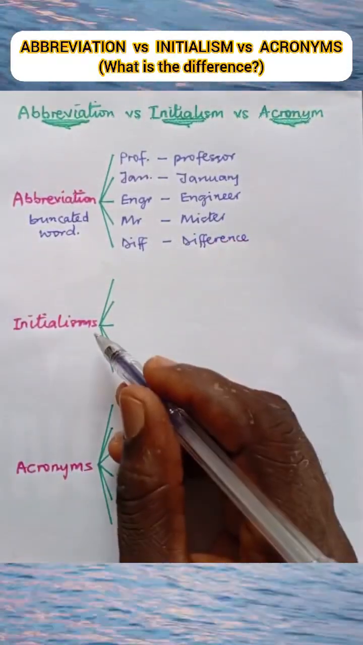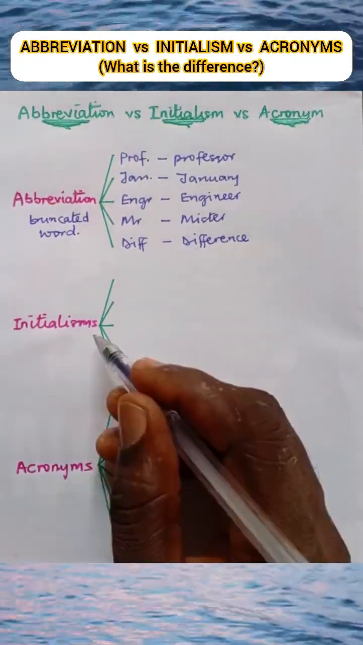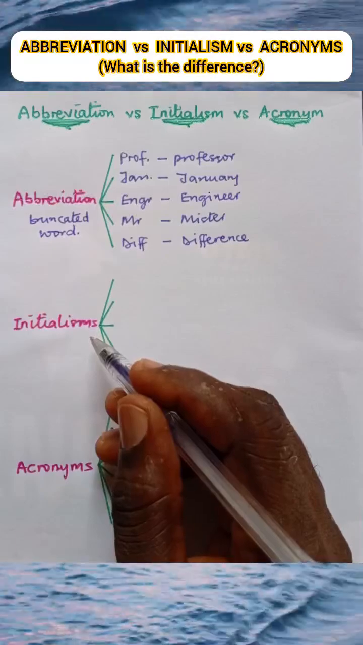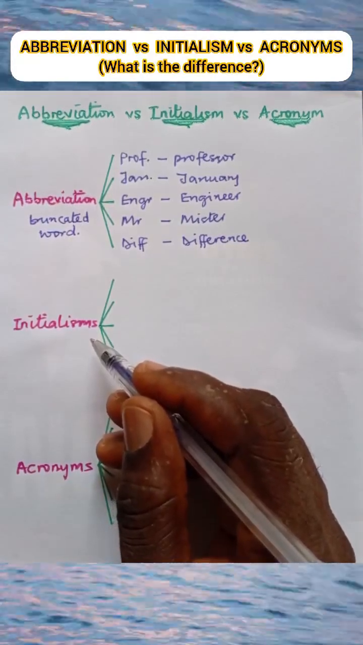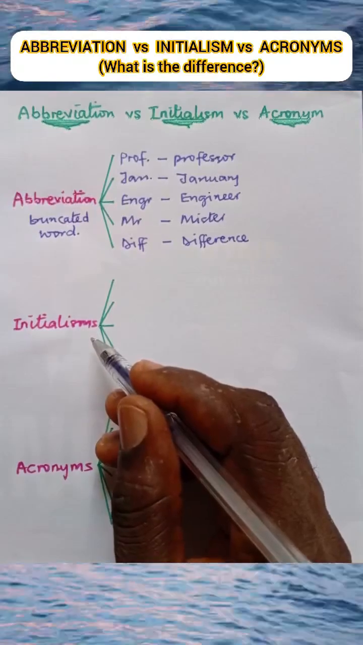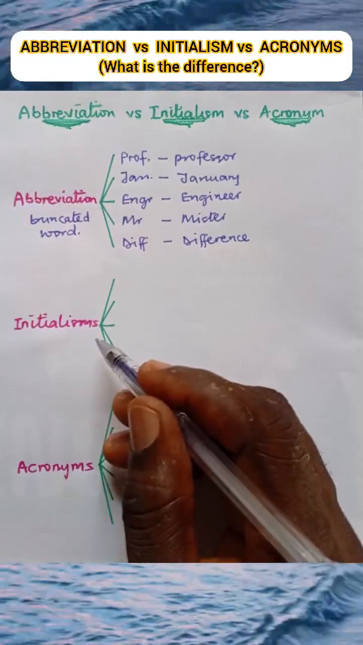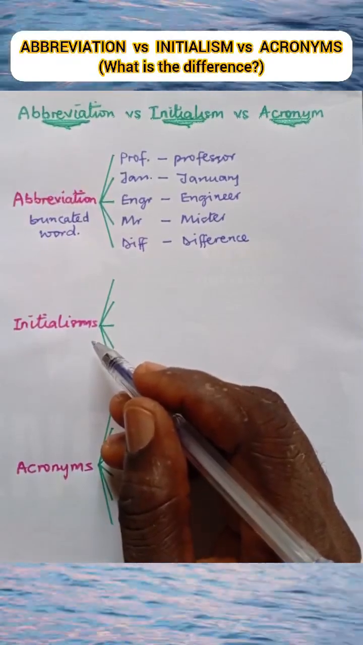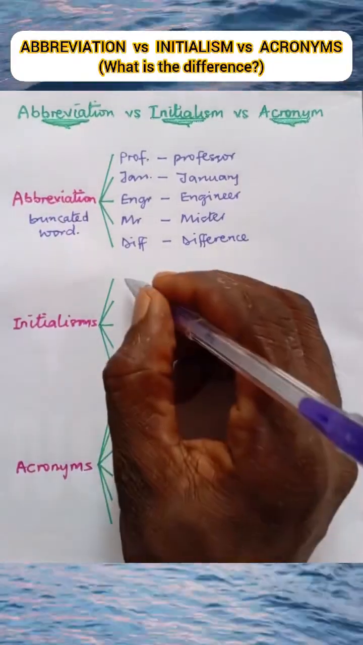Next, let's talk about initialisms and acronyms. This is where a lot of people mix it up. Initialism is a term formed from the first letters of two or more words used to represent the group of words. So initialism involves two or more words and not just a single word as in abbreviation. The first letters of the words are used.